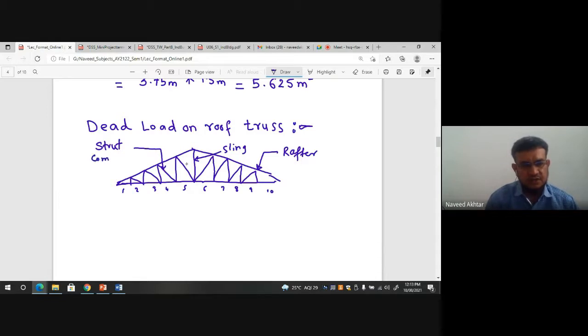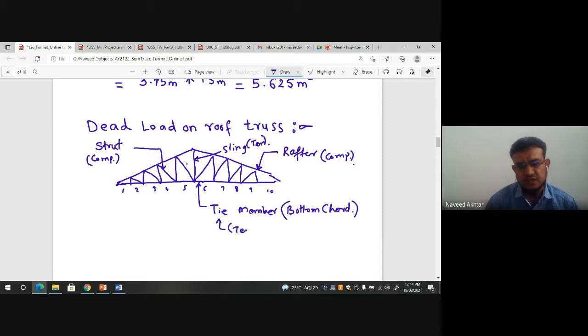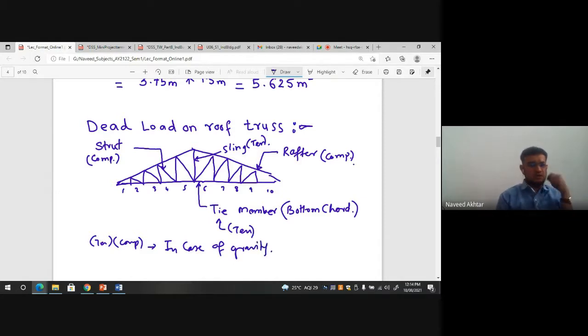It may be inclined on gravity load. And the bottom chord member is called as tie. Generally, this is tension on gravity load, and the others compression. Whatever I am writing, tension or compression, this is in case of gravity load. Based on the load on the roof truss, the load combination of dead load, live load, and wind load, that combination decides whether it is tension or compression.